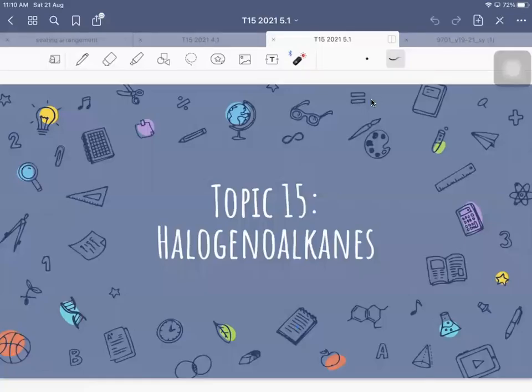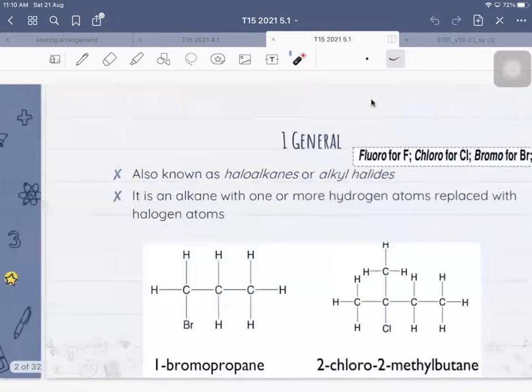Okay, Bismillahirrahmanirrahim and good morning, everyone. So today we're going to start with a new topic, which is still under organic chemistry. It's topic 15. It's another functional group called the halogenoalkanes, sometimes called haloalkanes.